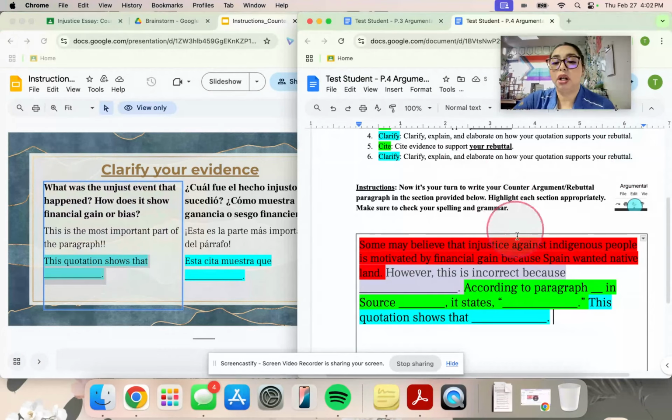And a reminder, all of this evidence should support your rebuttal. It is not supporting the counter argument. Because this is the stuff that's against you. This is the people that disagree with you. Okay? So all of this evidence should be supporting the rebuttal. Okay? So I want you to go ahead and stop, pause, do this part right now.